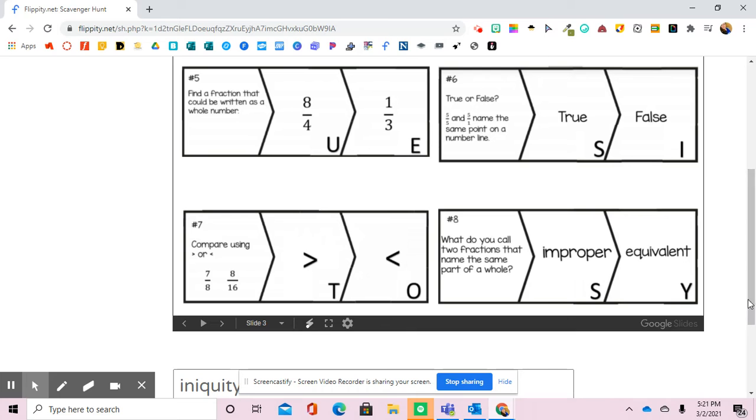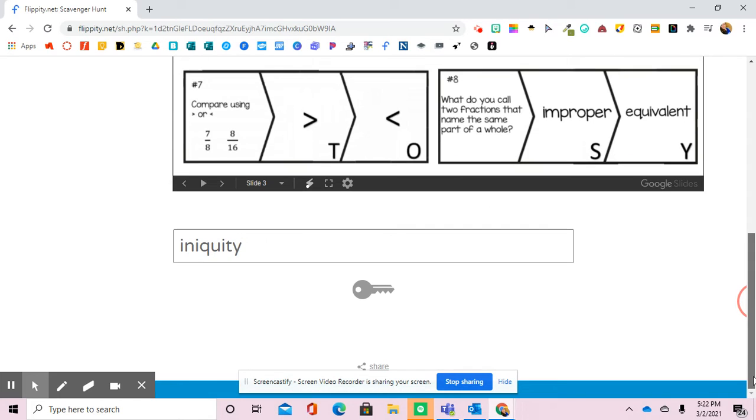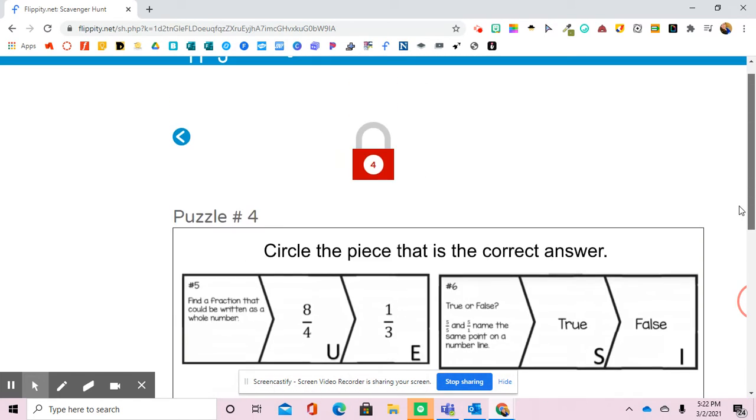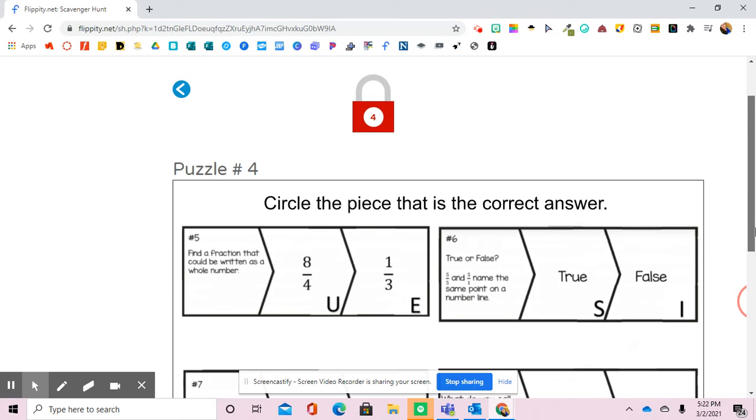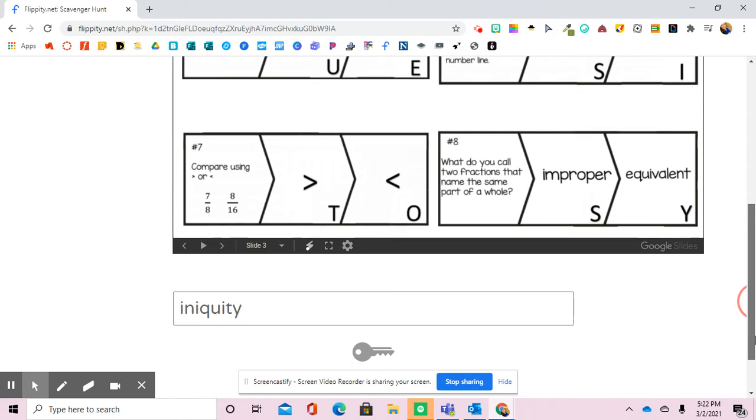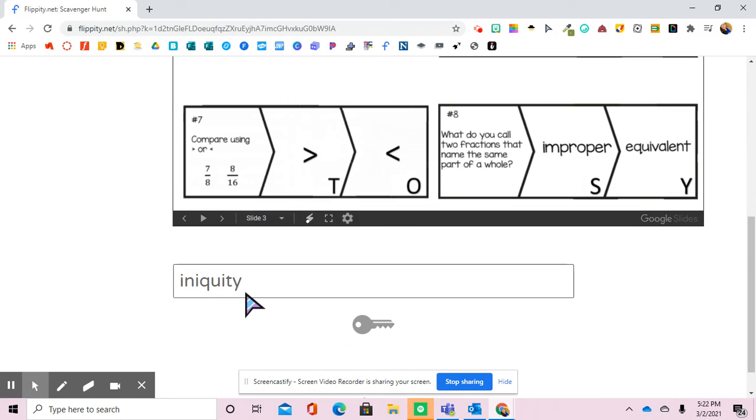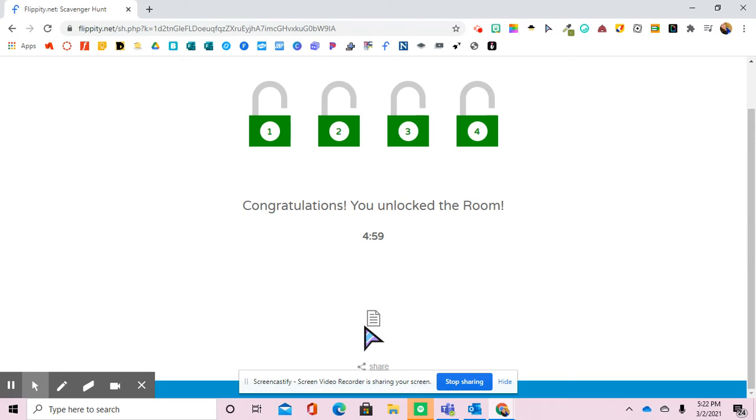Oh, you know what I did? I think I made the key wrong. Like the locks. So I think I probably spelled it wrong, because now this looks completely wrong to me. I'm thinking I probably spelled it wrong when I made the key. So I'll fix that before I give you the link. Yes. All right. And so when they're done, it will say, congratulations, you unlocked the room.